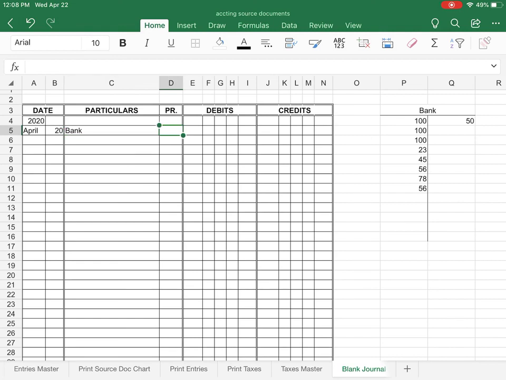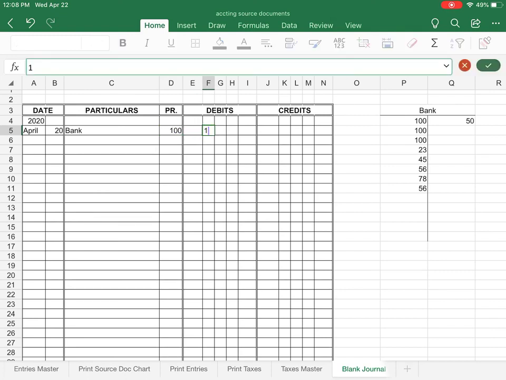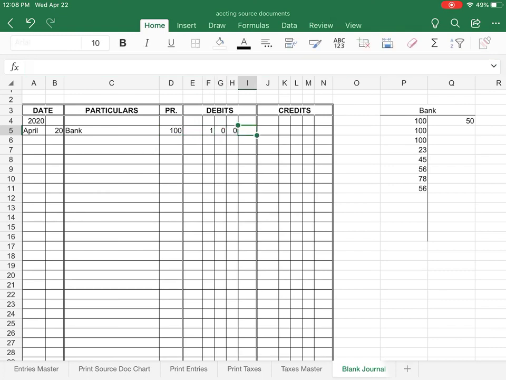PR is the PR reference. That's referring to the actual account number it's going to be. So we're going to give this account number 100. And then we put in the amount. So we put it in here, and so that's $100.